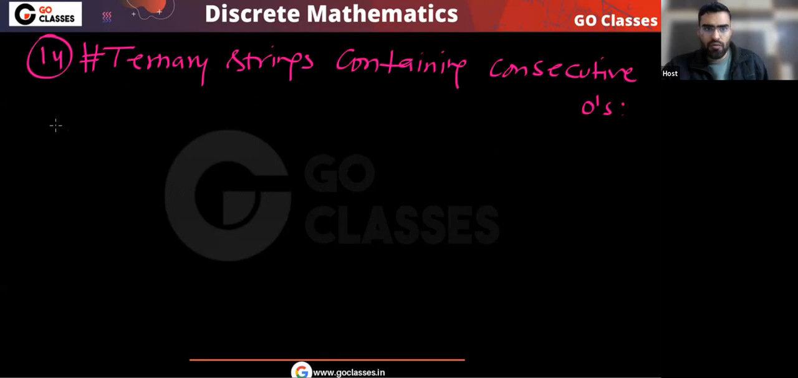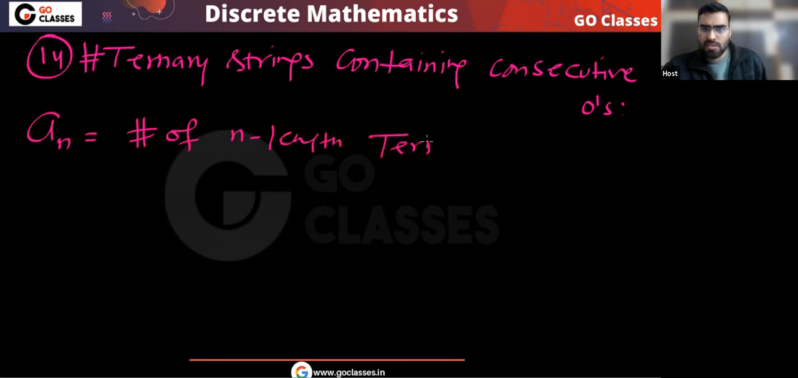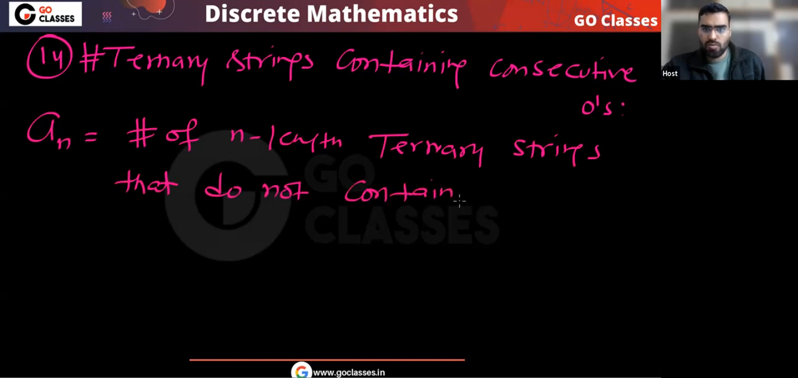Can you find an? What is an? An is basically the number of n-length ternary strings that do not contain consecutive zero.